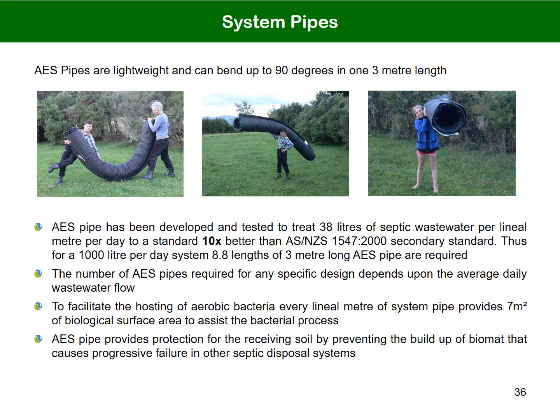To facilitate the hosting of microorganisms or aerobic bacteria, every lineal metre of system pipe provides 7 square metres of biological surface area to assist the bacterial treatment process. AES pipe provides protection of the receiving soil, preventing the build-up of biomat at the receiving soil interface that causes progressive failure in other septic treatment systems.